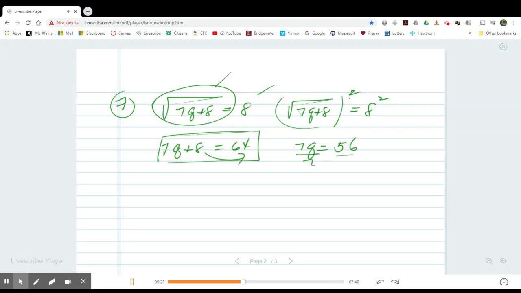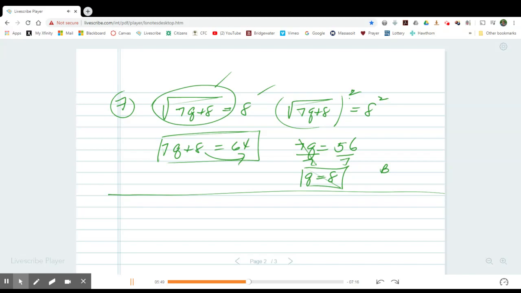And here again, if you were lost, I don't see why you would be, but you could just try each and every answer until you stumbled upon the one. In this case, here's letter B. You can easily enough check it out. 7 times 8 is 56. 56 plus 8 is 64. The square root of 64 is 8. The principal square root, so no big deal.